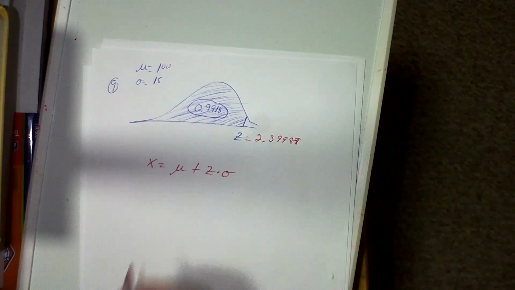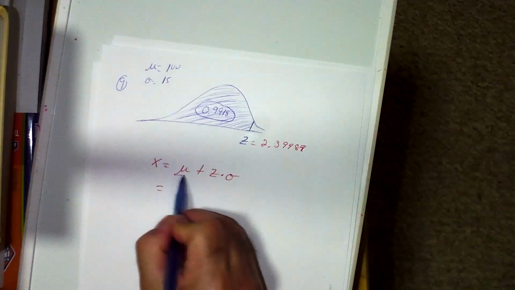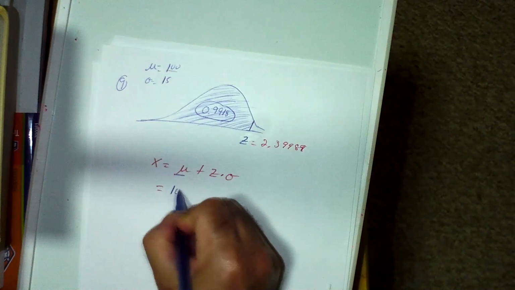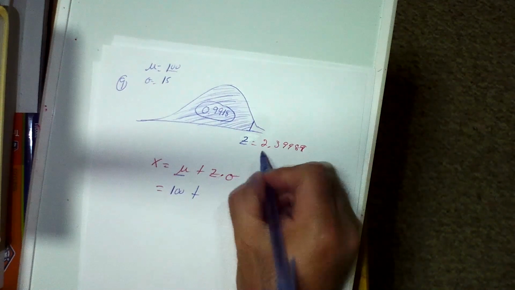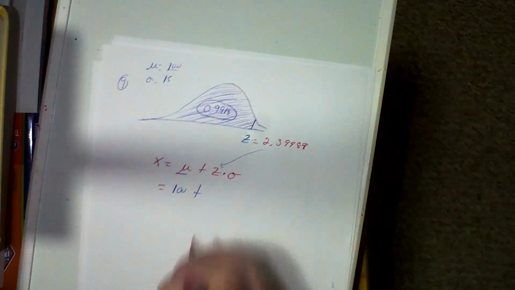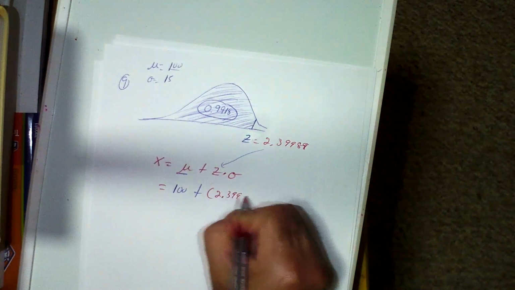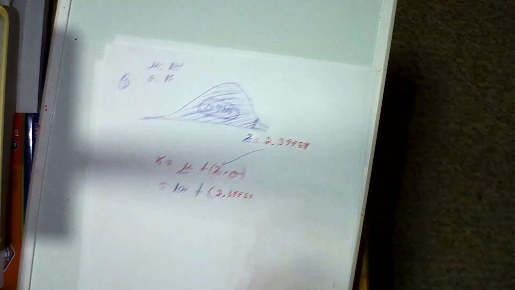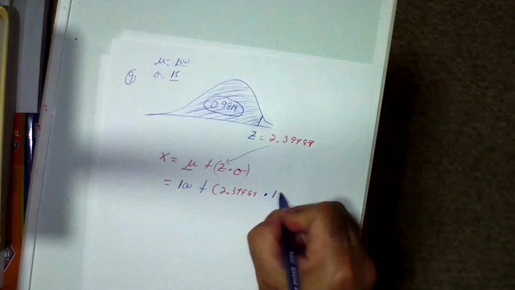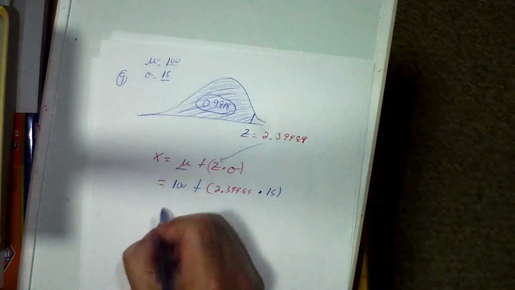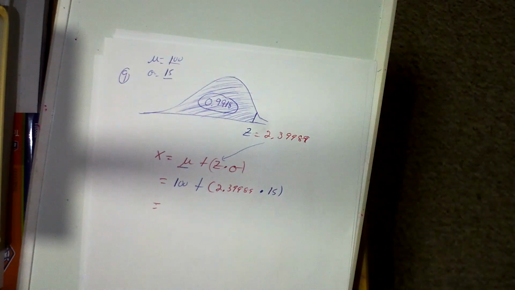And you substitute. What was my mu? My mu is 100. Plus, there's my Z. This is a Z right there. That number is that number right there. So you're going to write that number down. I'm going to put parentheses, 2.39989. I should put that in parentheses. And then we multiply it times 15. And then you calculate it.